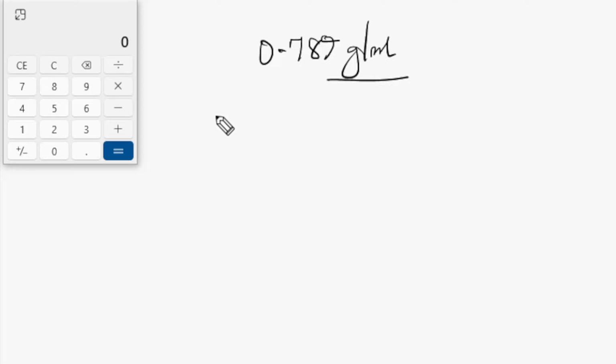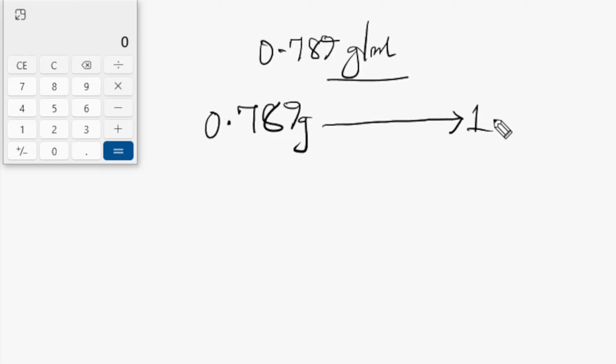I'll show you what to do. So you're going to say 0.789 grams here contains 1 ml. So guys, at any point where you have any concentration this way or any units that is 1 unit over the other, you can just simply space it out this way.